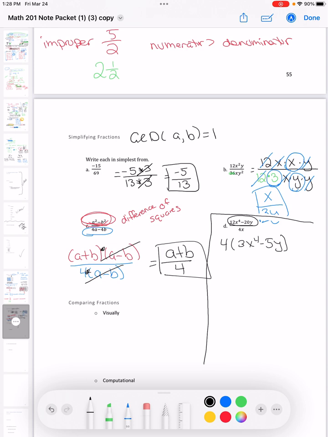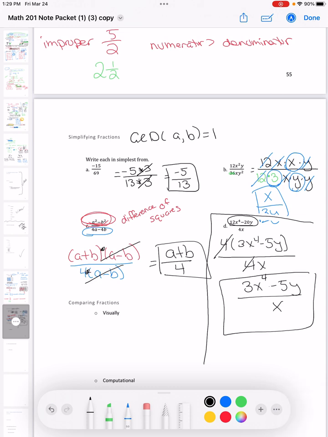And on the bottom, there's not really much to factor. There is a 4 on the top and the bottom that's being multiplied. So I'm left with 3x to the fourth minus 5y over x. Now I do need to stop right there. Let me write that. X to the fourth looks a little bit more like x4, so that 4 is up in the exponent. I do need to stop. That is my final answer.